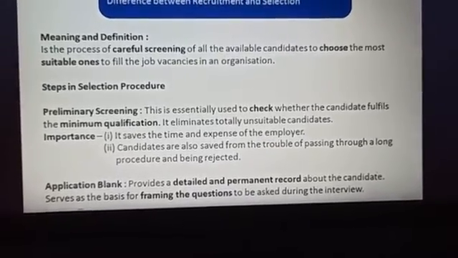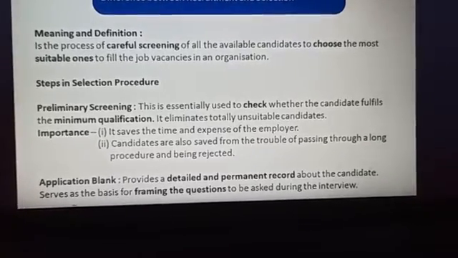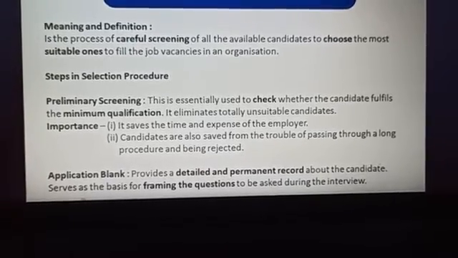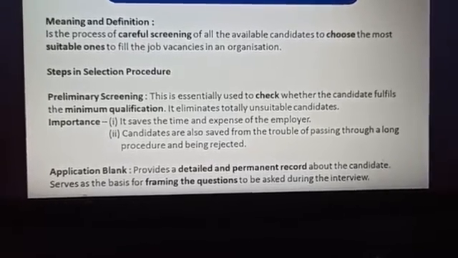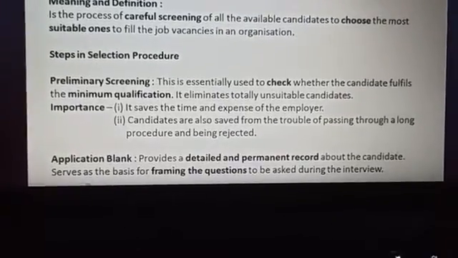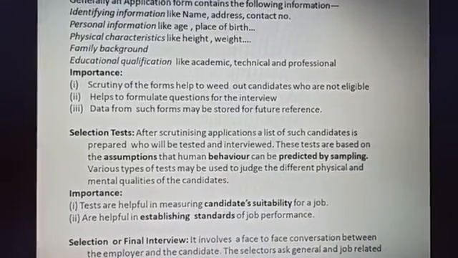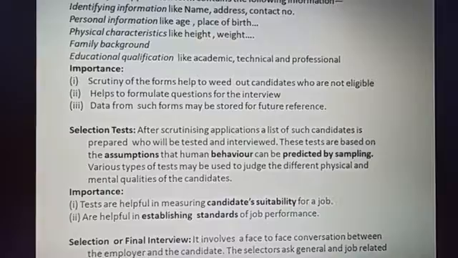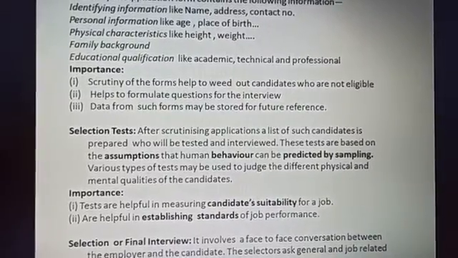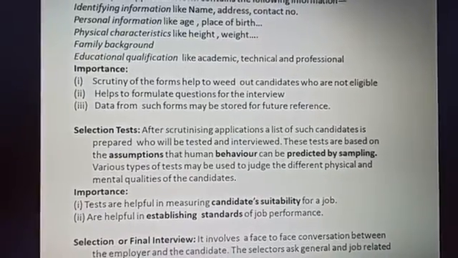Number 2, application blank. It provides a detailed and permanent record about the candidate. It serves as a basis for framing questions to be asked during the interview. A typical application blank form contains the following information. Number 1, identifying information like name, address, contact number of the candidate.